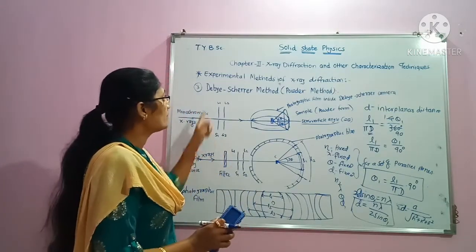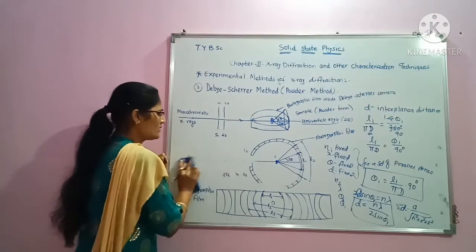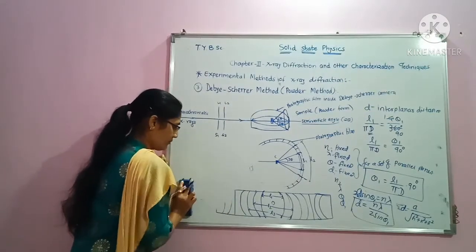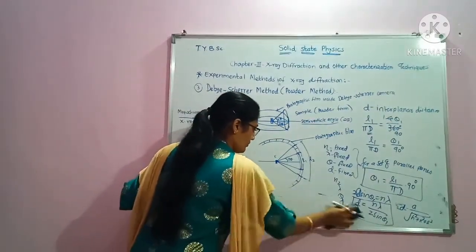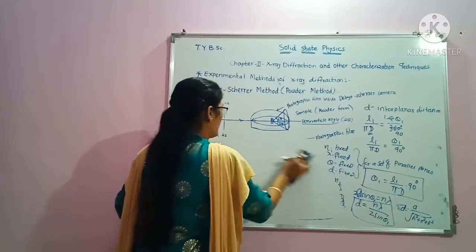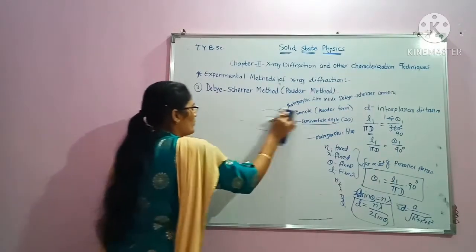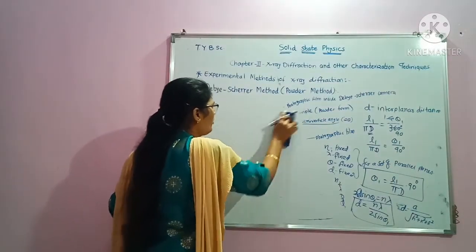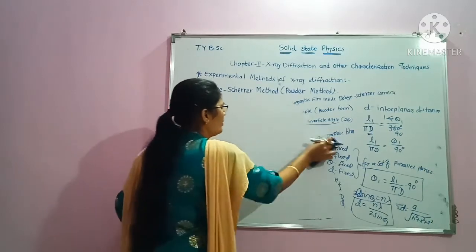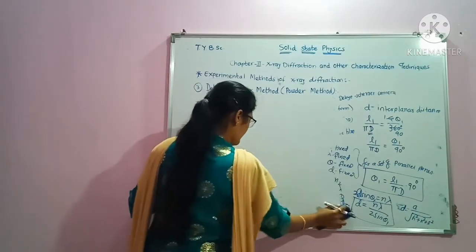This method, Debye Scherrer method, is not used to study single crystalline form or polycrystalline form. It is basically meant to study only polycrystalline materials.